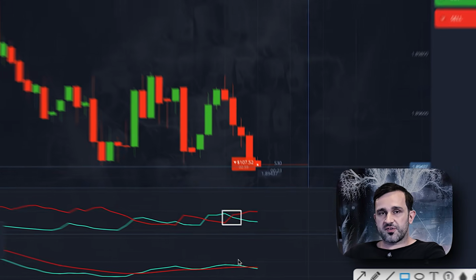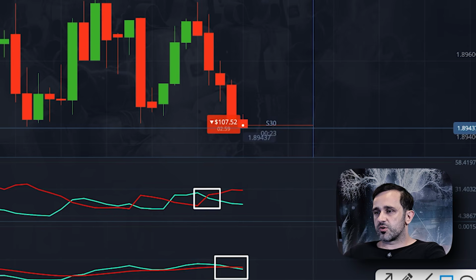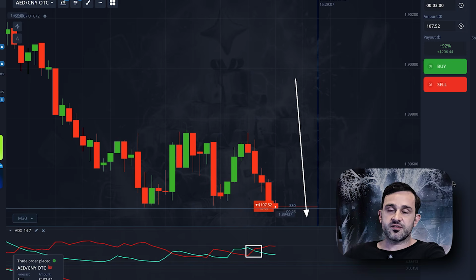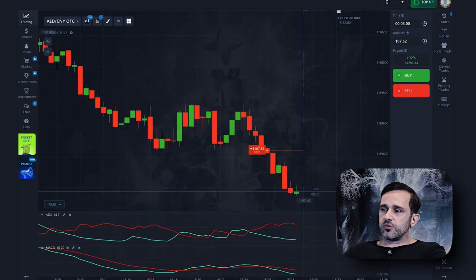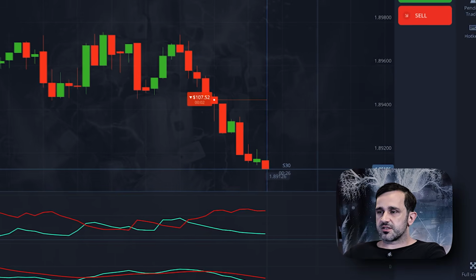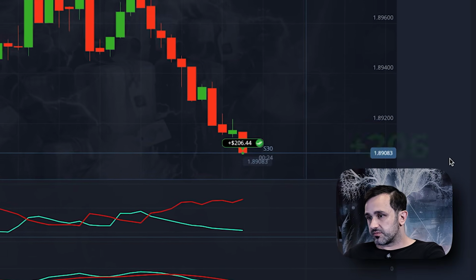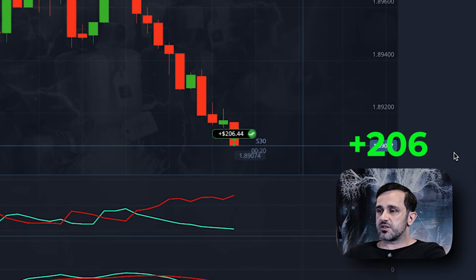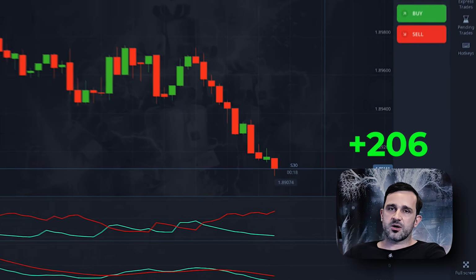MACD confirms it. The turquoise line crossed below the red one from above, and both lines moved into the lower zone. The short-term trend has fully switched and is now working in favor of sellers. Price tried to hold, but found no support and started collapsing downward again with dense red candlesticks. Waiting for the trade to close, and plus $206. So far, the setup works equally clearly both on upward and downward movement.